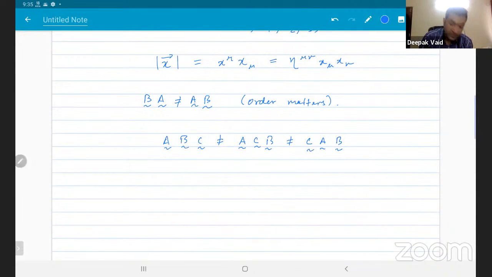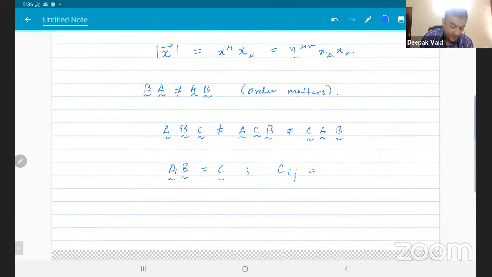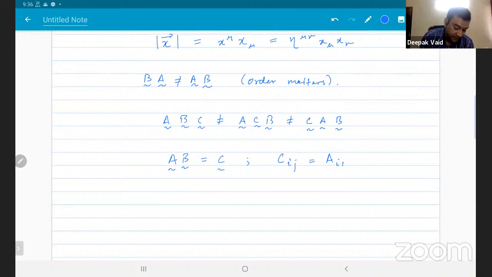But if I write down the same expression using the index notation, then what happens? So now let me write the product of A and B. Let's say this is some matrix C. Then I would write the components of C as Cij equals Aik Bkj, like this. Now in this expression, these are just numbers. This is a number and this is a number.